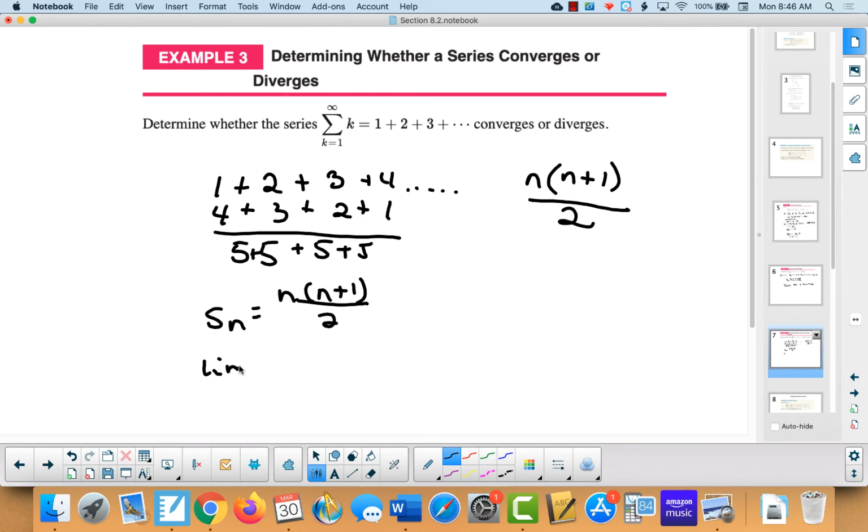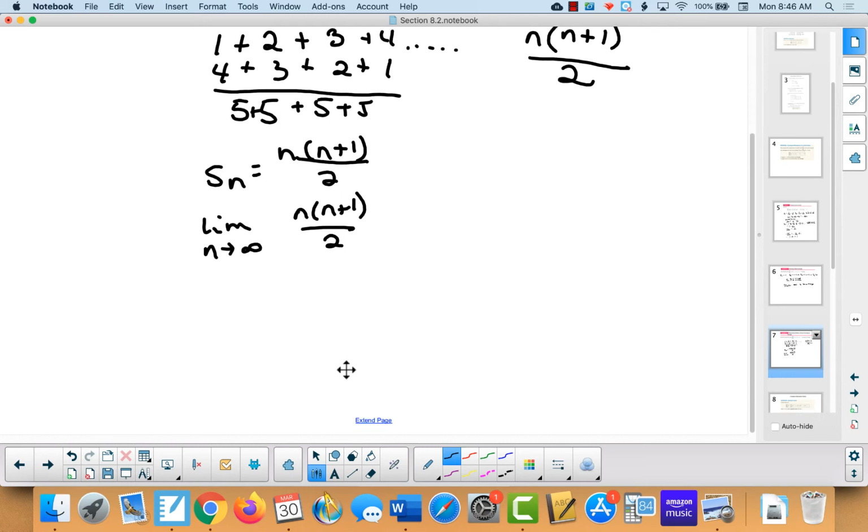So if I do the limit as n approaches infinity of n times n plus 1 over 2, and I multiply that out, I'm going to get infinity for this because that number on top is just going to keep getting bigger and bigger and bigger. Divided by 2 is just, again, infinity. So this series diverges.